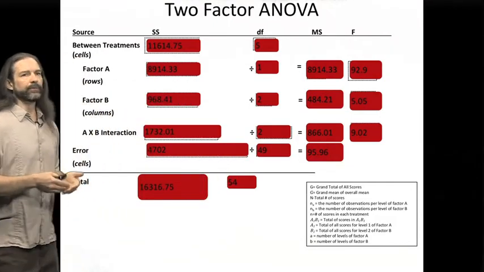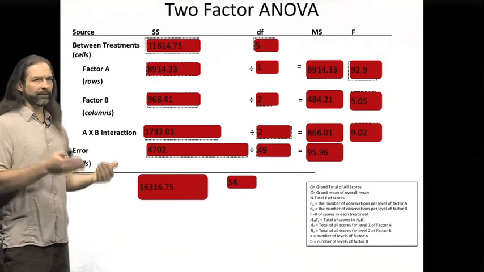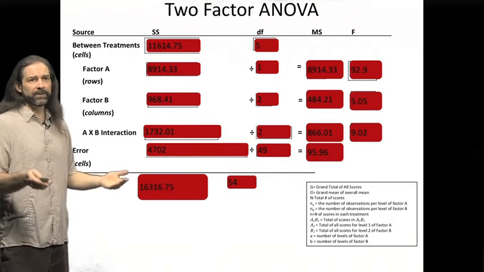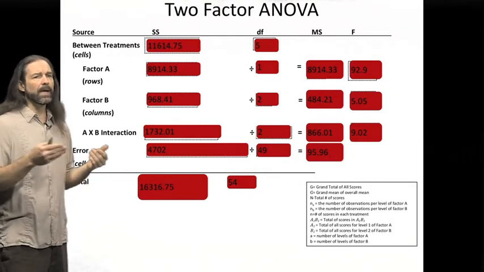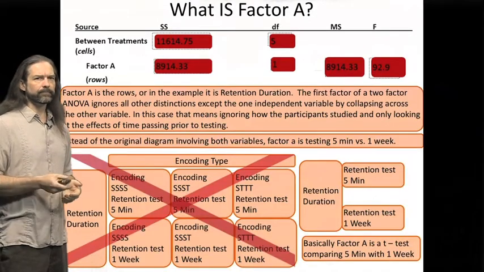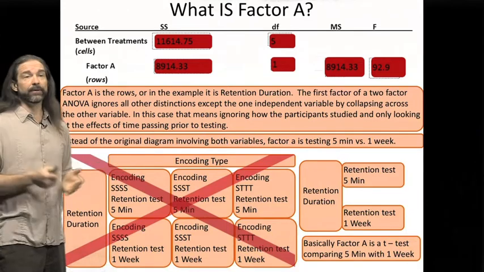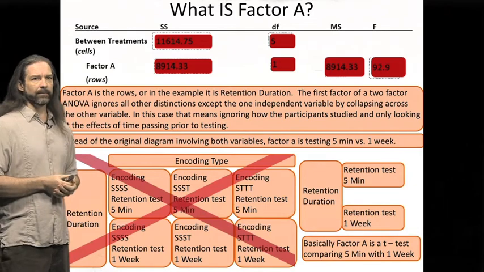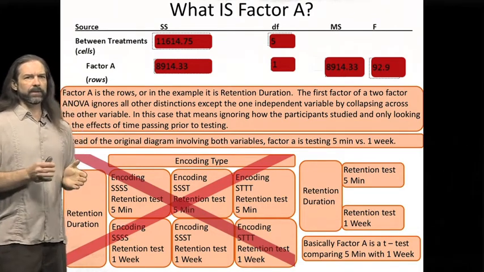We are going to eventually have to look up the F crit values for those, but then we also have to develop our hypotheses and what each of these individual F values actually mean. So what is factor A? I provided you with just a portion of that easy ANOVA table, but factor A is again the rows.